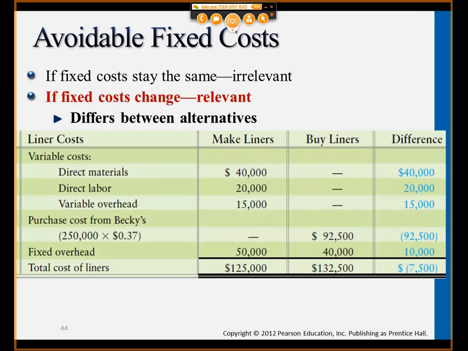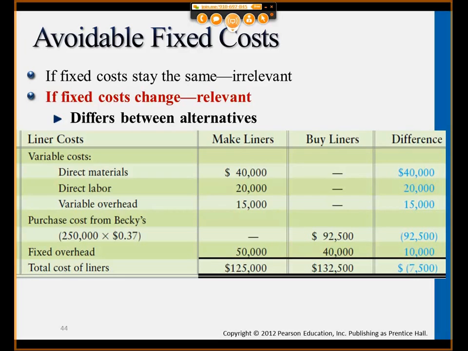All right, so let's go back to that Greg's Chin story. He is not going to be able to avoid any of the fixed costs by outsourcing. Let's just keep that in mind. If fixed costs stay the same, then it's irrelevant to us. You remember that? And if fixed costs change, that's relevant to us. Same idea applies. So we need to understand what is the difference between the alternatives that Greg's students are facing. So what do we have here?